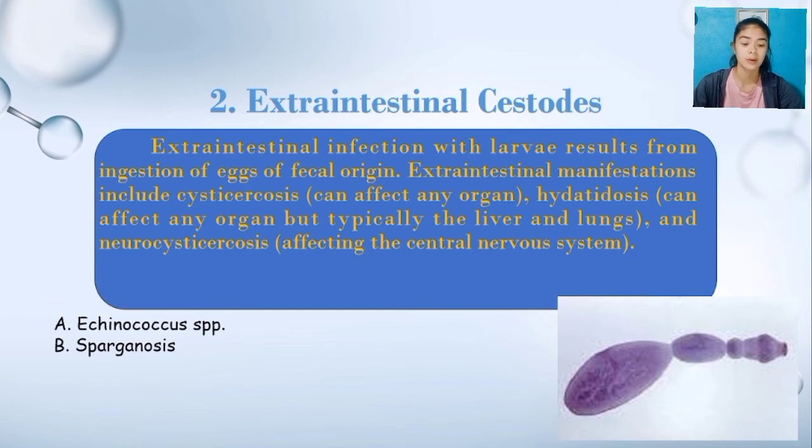So we have extraintestinal cysticercosis. Extraintestinal infection with larvae results from ingestion of eggs of fecal origin. Extraintestinal manifestations include cysticercosis that can affect any organ, hydatidosis, which can affect any organ but typically the liver and lungs, and neurocysticercosis affecting the central nervous system.